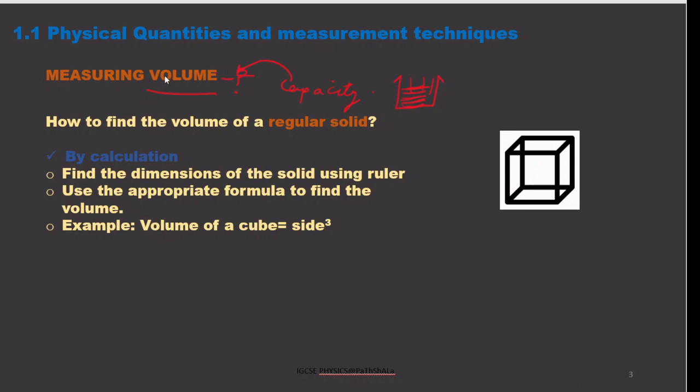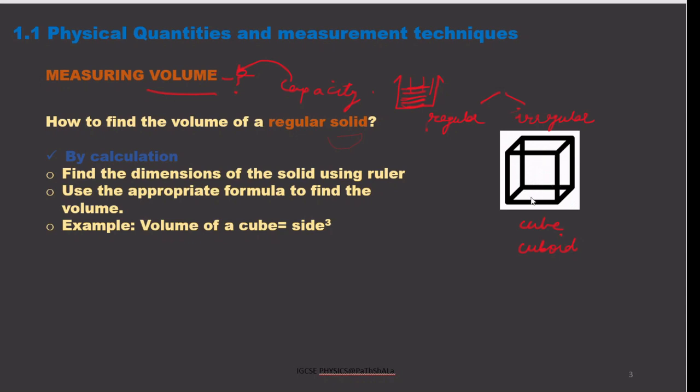Now to find the volume of solids, first of all, solids are divided into two categories. One is regular solid, the other is irregular solid, right? Now what is a regular solid? Regular solids are those which have a fixed shape. For example, this cube has a fixed shape. A cuboid is also a regular solid. Now it's very simple to find the volume of such things.